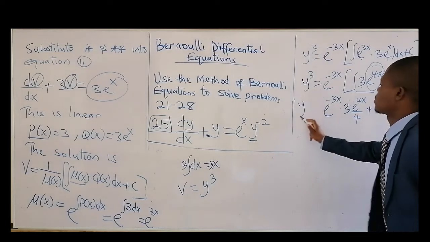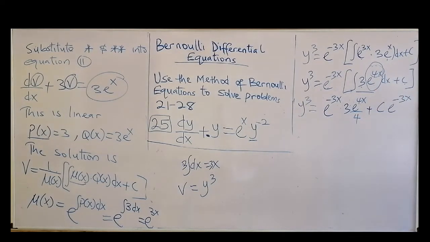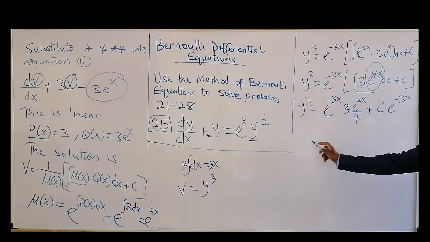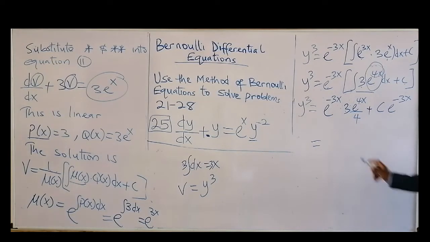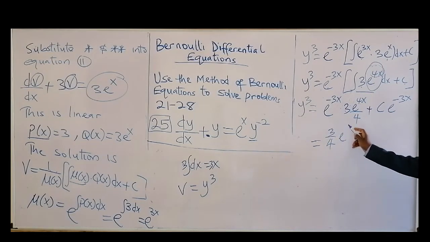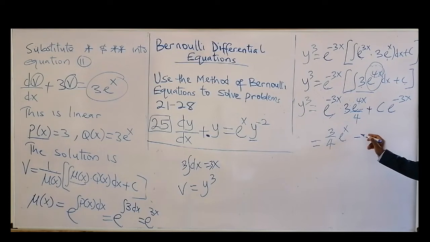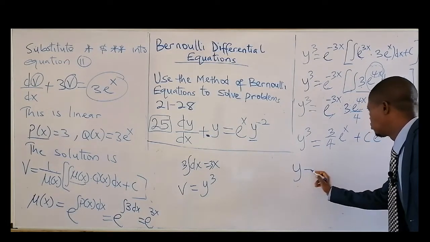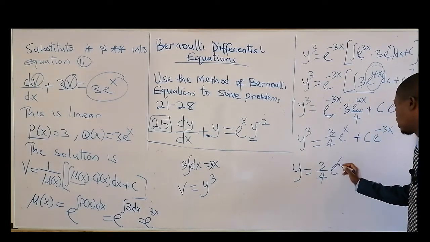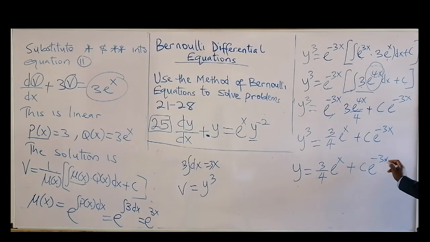So that's a y cubed. Okay? Then this is a minus 3x, this is a plus 4x. So combine them together. So that will be equal to 3 over 4 e to power x, you combine this exponential and this one, then plus c e to the minus 3x. So that's the answer for y cubed. The only thing we can do is just to take the cube root of both sides. So y will now become 3 over 4 e to power x plus c e to the minus 3x, all to the power 1 over 3. And that finished the work.